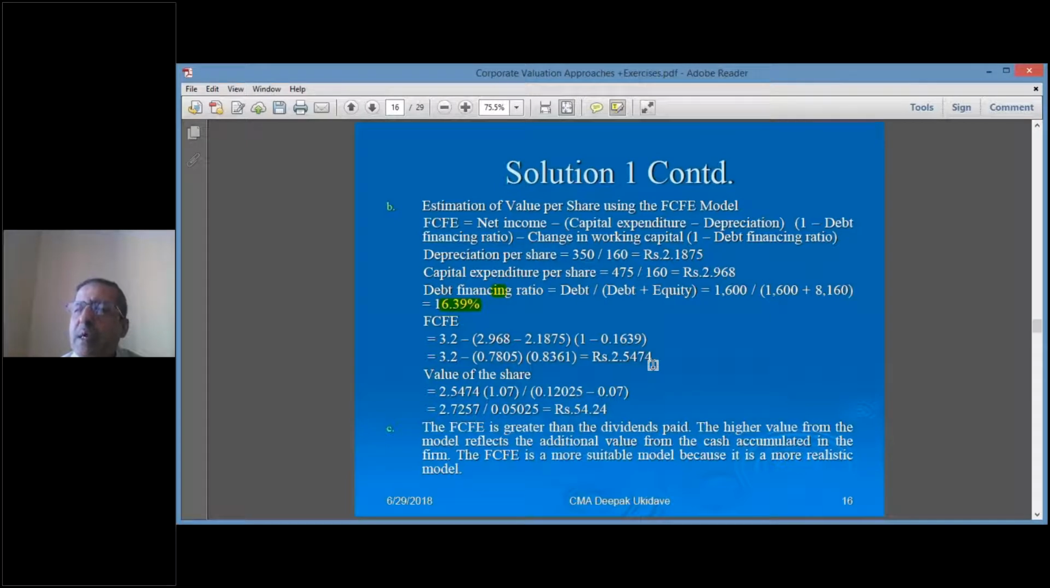Shall I move to the next method? And that is the FCFF method, right? So let's solve one question on FCFF. What is FCFF? I told you, free cash flow to firm.